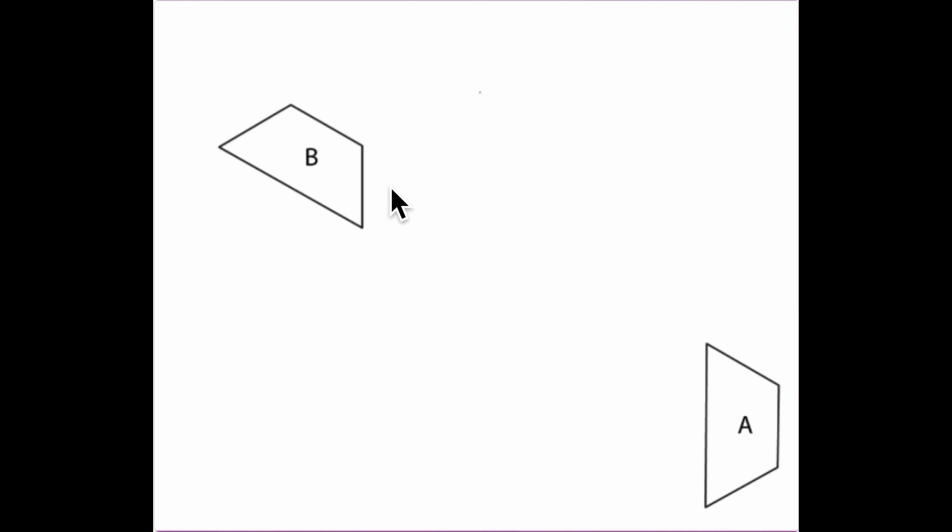And secondly, once it's translated to here to match B, it is a 60-degree rotation. And you could just say it is a rotation. So it's a translation followed by a rotation. That's the simplest way to state it.